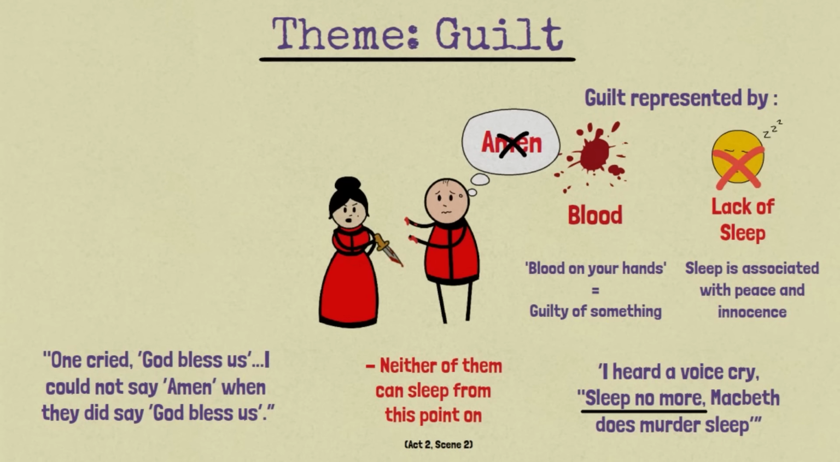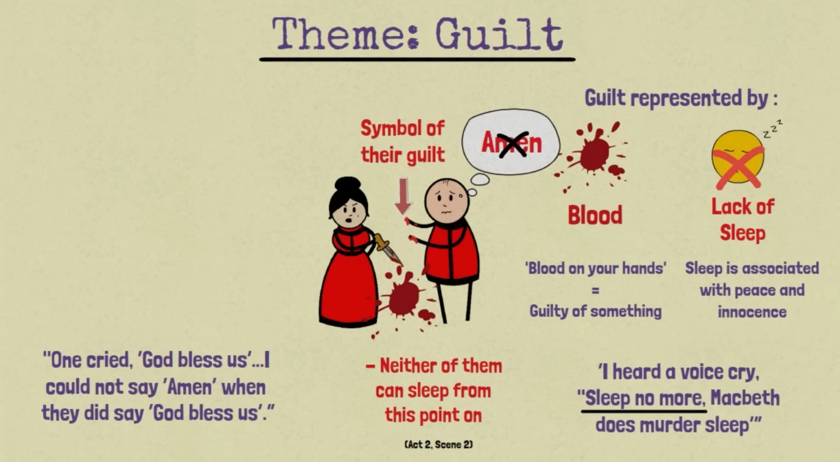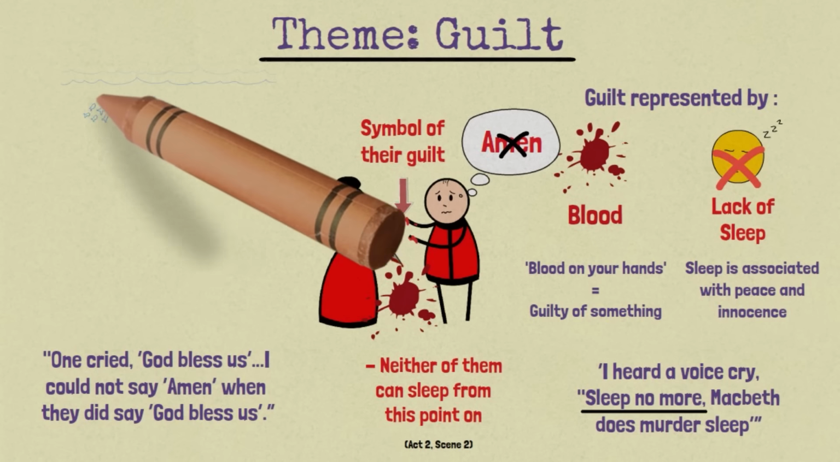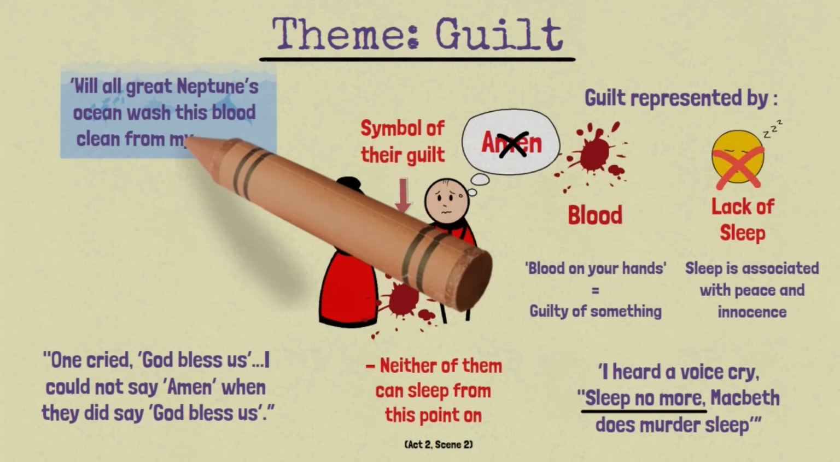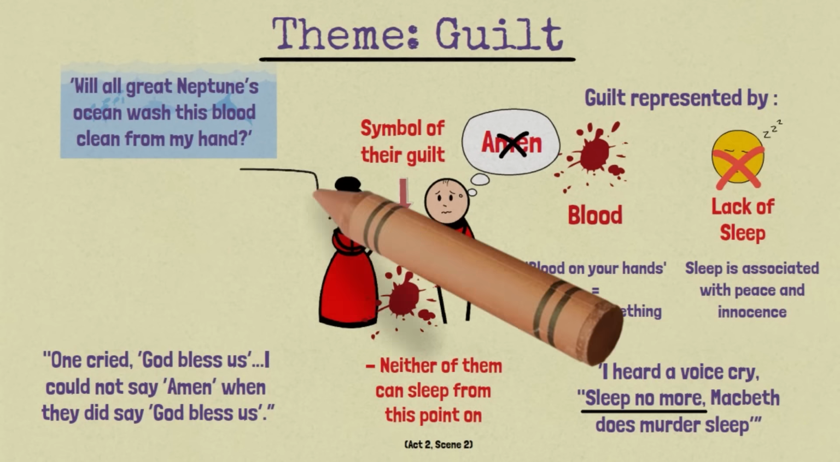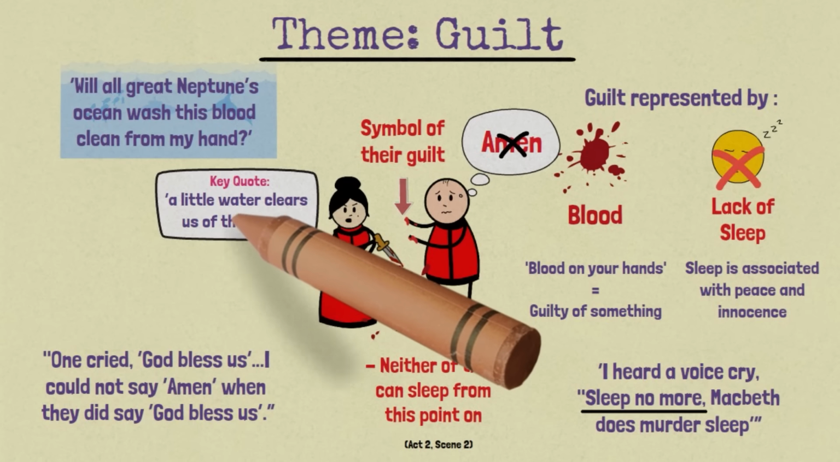Killing Duncan and framing the guards leaves literal blood on both their hands, a clear symbol of their inner guilt. However, they have different reactions to it at first, with Macbeth crying out, "Will all great Neptune's ocean wash this blood clean from my hand?" Lady Macbeth, on the other hand, says the opposite. "A little water clears us of this deed."